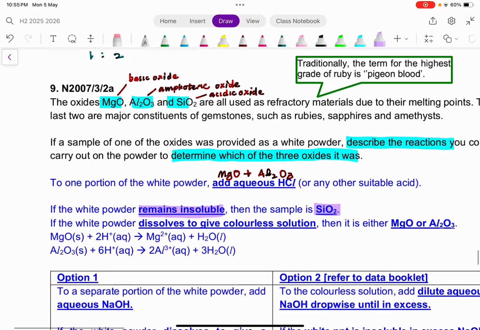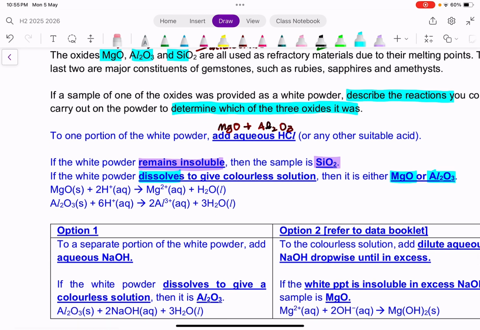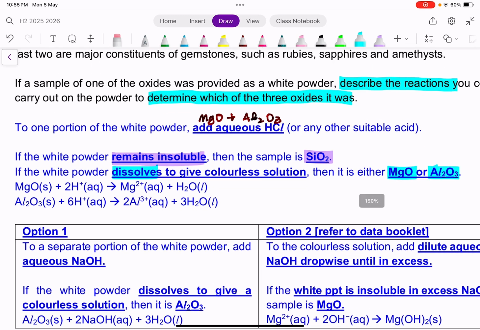Okay, so if the white powder dissolves, we know that it is either MgO, which is your basic oxide, or Al2O3, which is your amphoteric oxide. So now that we have actually eliminated SiO2, we can now decide what we can do to distinguish MgO as well as Al2O3. So what we can do is that to both of them, we can add aqueous NaOH.